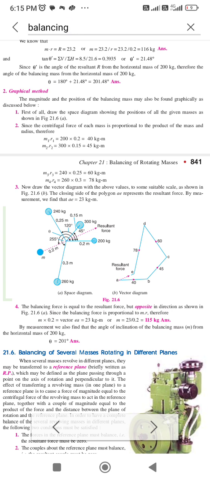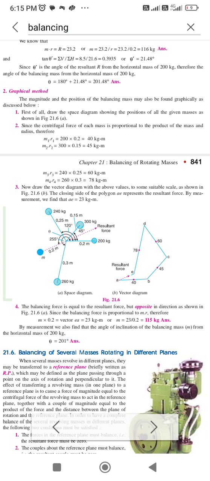Before this graphical method, we have to calculate some values: M1 into R1, M2 into R2, M3 into R3, M4 into R4. That is the centrifugal force of each mass. So that is 40 kg meter, 45 kg meter, 60 kg meter and 78 kg meter. From these values we can draw the vector diagram.